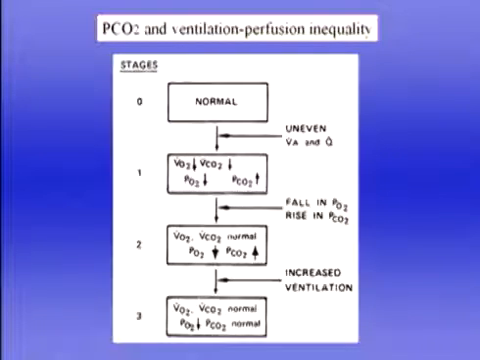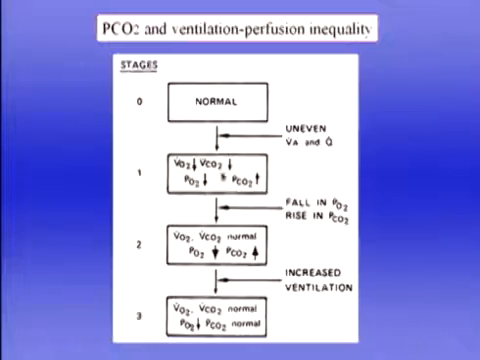Let's ask the question, what happens to gas exchange if we impose uneven ventilation and blood flow on this normal situation? And the answer is that both the oxygen uptake and the CO2 output fall, and along with that, the PO2 in the blood, arterial blood, falls and the PCO2 rises. Why does the oxygen uptake and the CO2 output fall when we impose ventilation perfusion inequality? The answer is, it's because the lung becomes more inefficient at gas exchange.